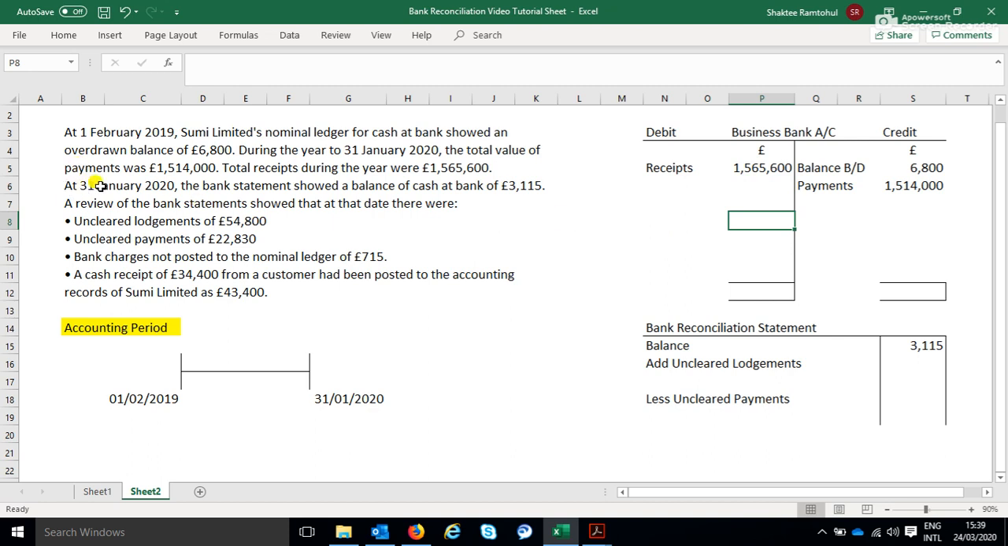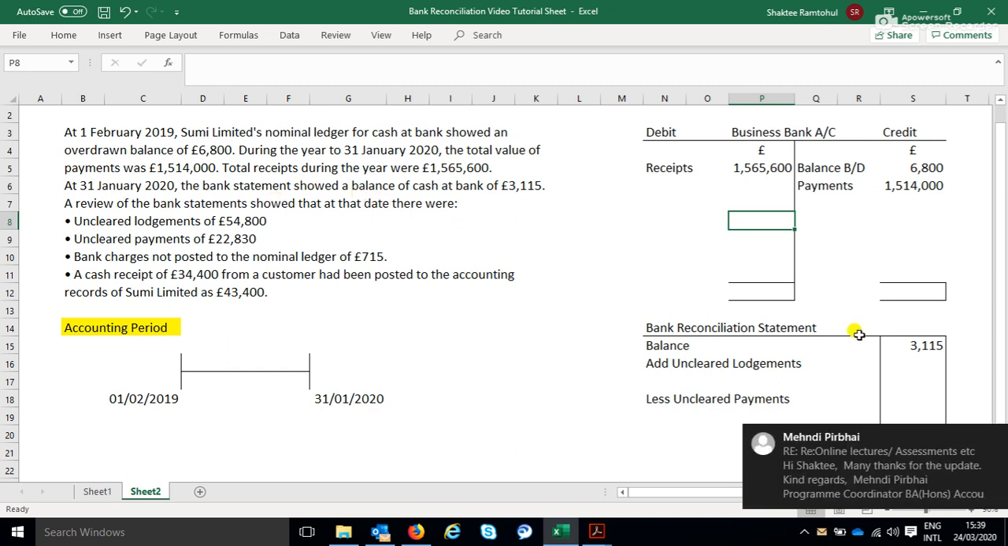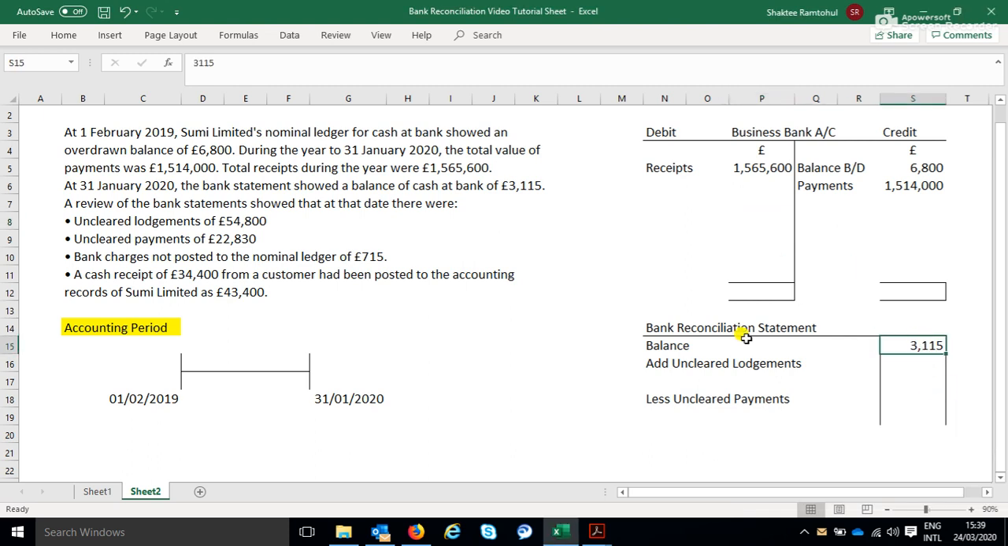And then moving on, we are told at 31st of January 2020, the bank statement showed a balance of cash at bank of 3,115. So in this case, I am showing the balance as per the bank statement, 3,115. At this point, if you're unsure of what exactly is wrong, you can pause this lecture and go back to lecture 2 to understand what exactly is the discrepancy.